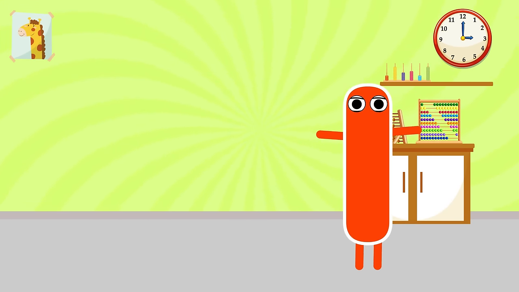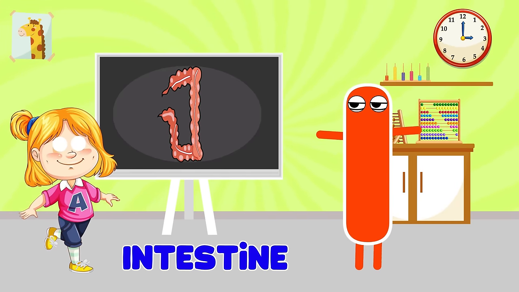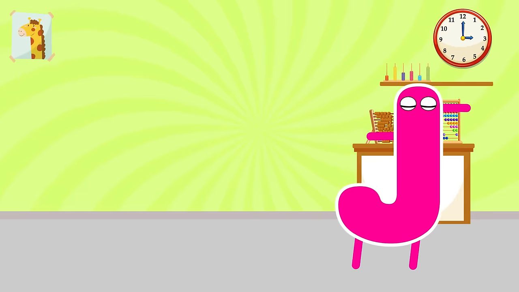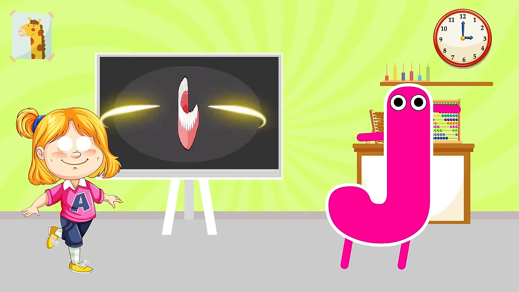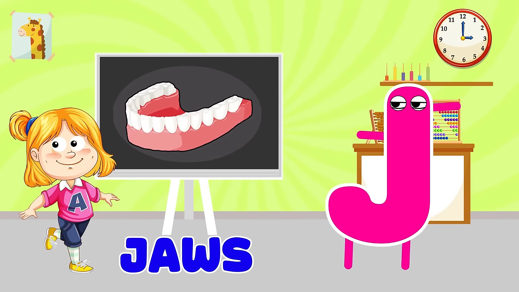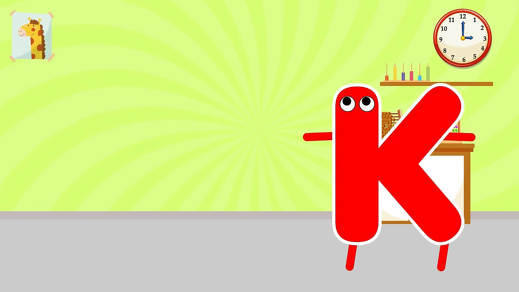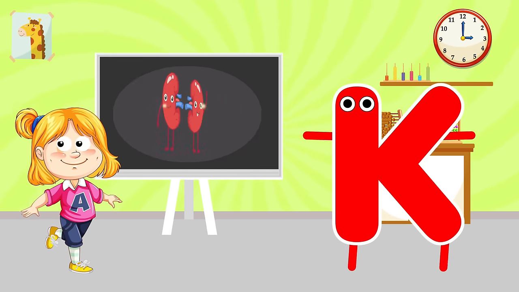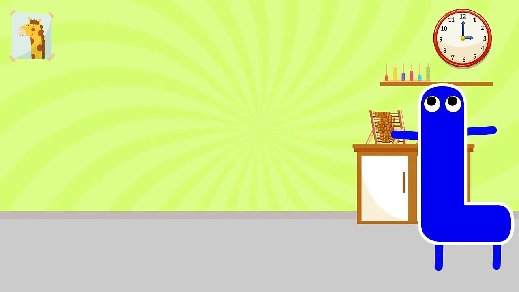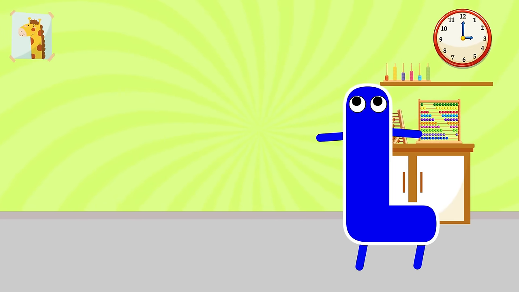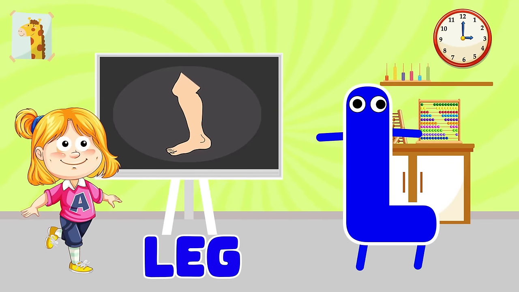I. I is for intestine. J. J is for jaws. K. K is for kidney. L. L is for leg.